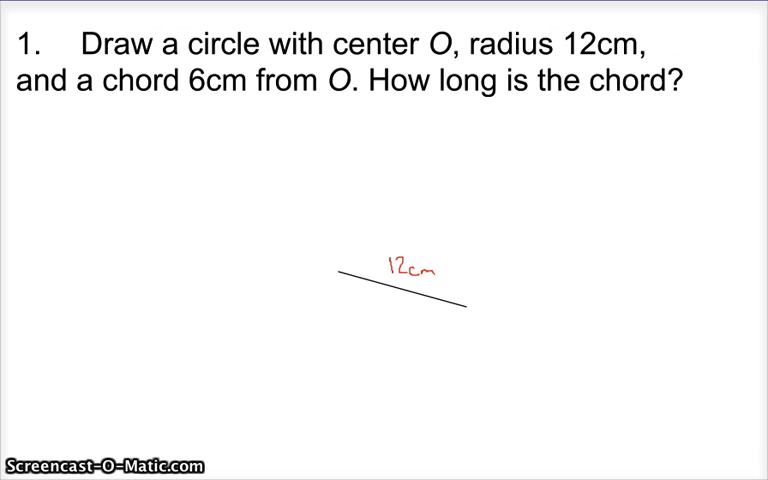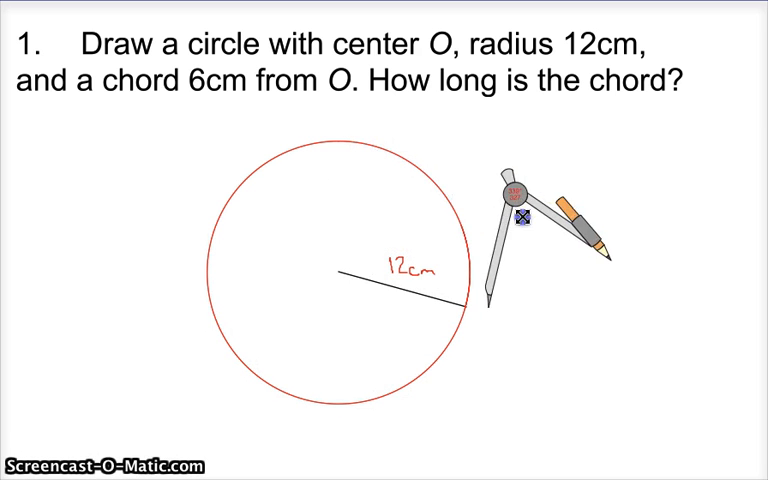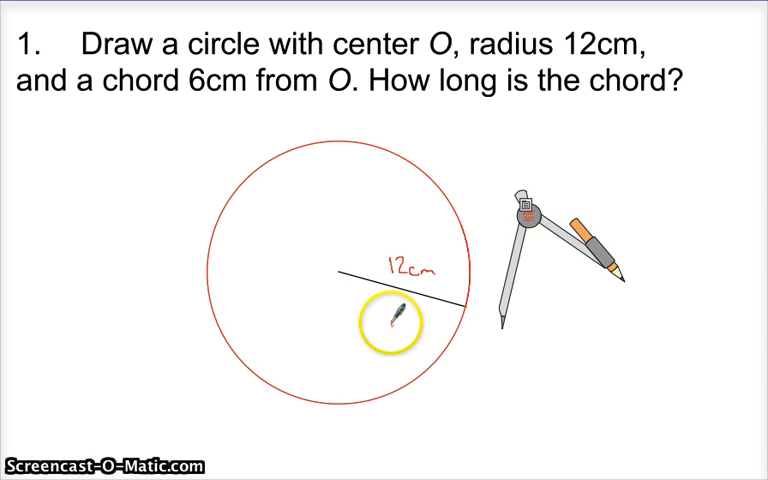Oh wait, I could get a compass. Forgot about the compass. This will be perfect with the compass. All right. You don't need to do this with the compass. I just need to make a circle. Well, actually, a compass is probably the best way to do it. So there's a circle of radius 12, and a chord 6 centimeters from O.